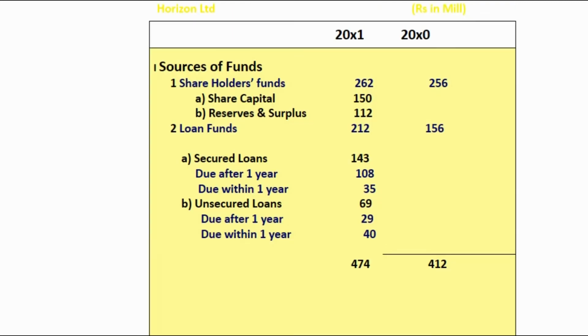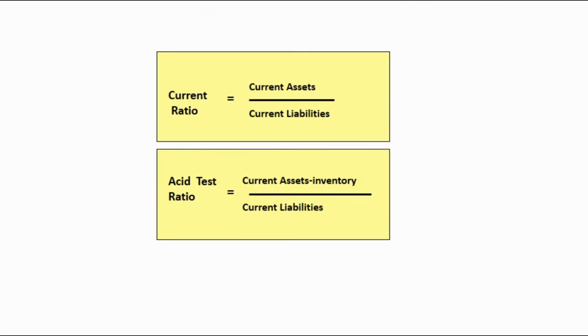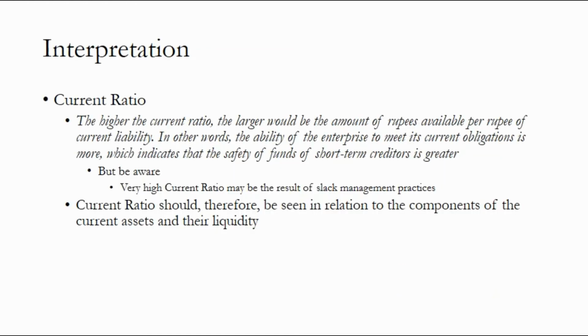So this is one example which you can pause and see. The formula is: current ratio equals current assets upon current liabilities. Quick ratio is current assets minus inventory upon current liabilities. The interpretation is: the higher the current ratio, the larger would be the amount of rupees available per rupee of current liability. In other words, the ability of the enterprise to meet its current obligations is more, which indicates that the safety of funds of short-term creditors is greater.